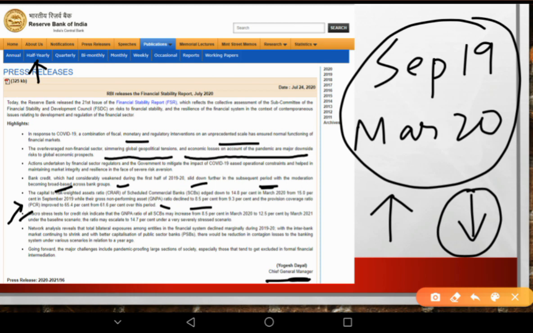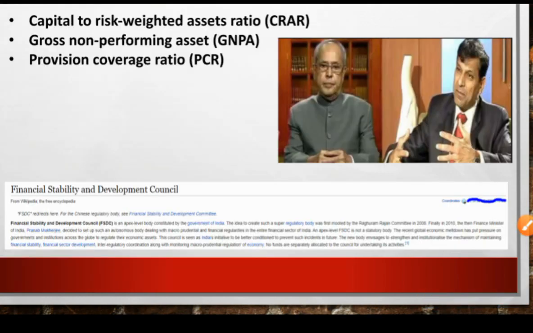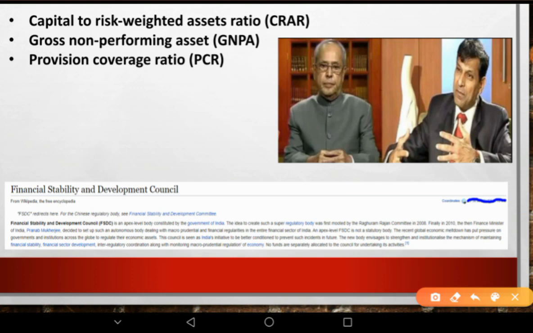And the macro stress test which I am talking about had already shown that 8.5% GNPA may rise to 12.5%, and under a severe stress scenario, it may be 14.7% as well. So this is a direct forward from the Chief General Manager of RBI. So let's move forward and see what's there in the next slide. In the last slide, we have seen 3 terms: CRAR, GNPA and PCR. So in this video, I will explain all these terms for you.